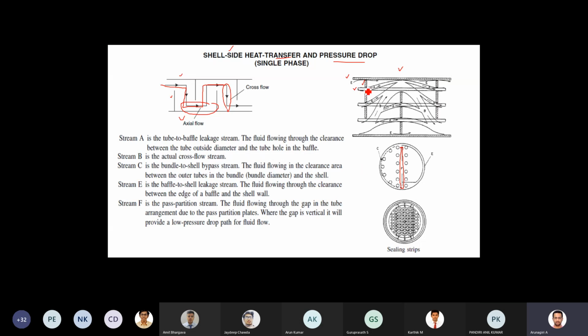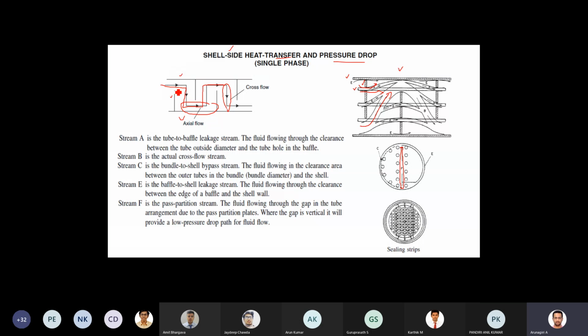So here this is our baffle, and this is our tube. We make a tube hole in the baffle. For the baffle to tube hole, normally we have to provide a clearance of around 0.8 mm. In such cases, what will happen? Some shell side fluid will flow through this gap. This stream is called the tube to baffle leakage stream, or you can call it stream A. Stream B is the cross flow stream, whatever is flowing here. Here it's drawn like perpendicular lines, but that's not the case in reality, so it will go like this.